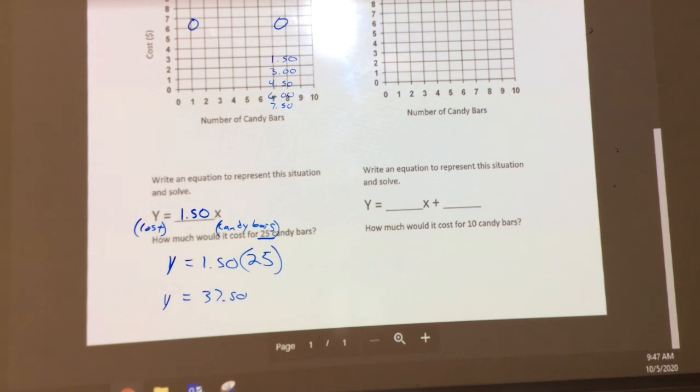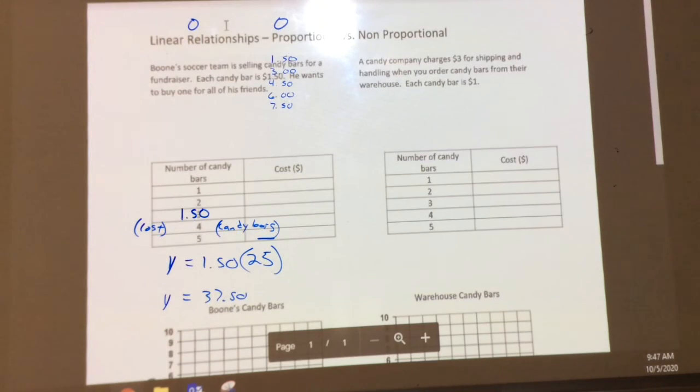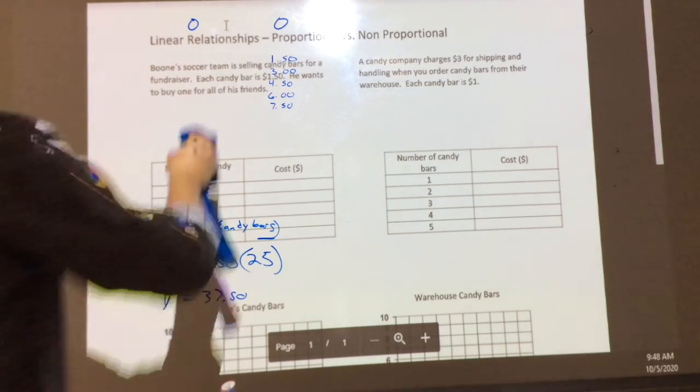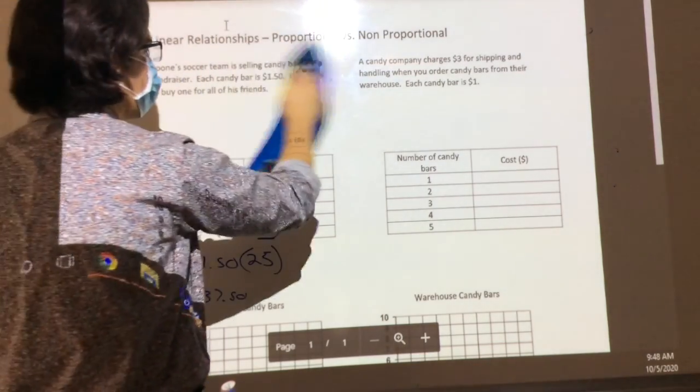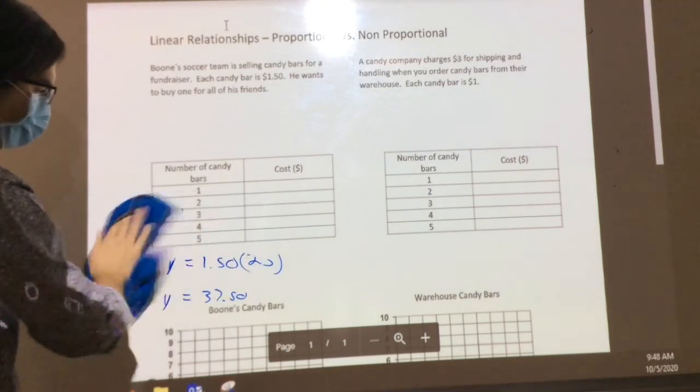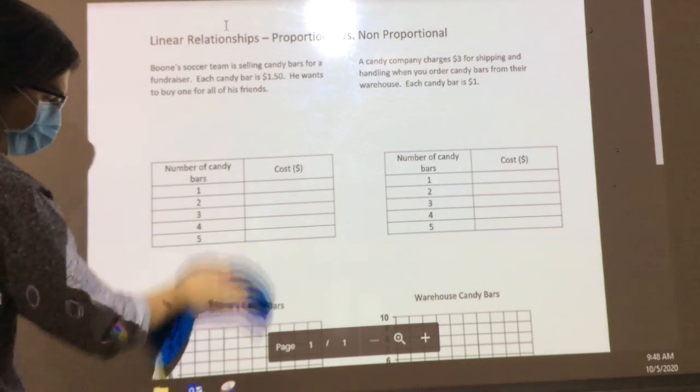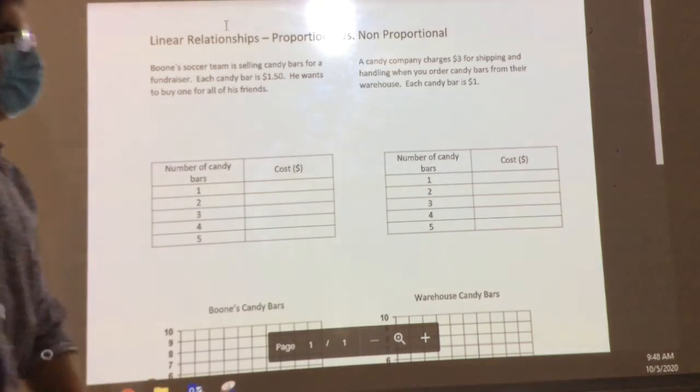Do we agree? Yes. Awesome. All right, let's talk about non-proportional. Somebody remind me, what does it mean to be proportional? It goes through what? When you go through the origin, you're proportional. If it doesn't go through the origin, it's not. Do we know what the origin is? Yeah, okay. All right, I assumed we did.